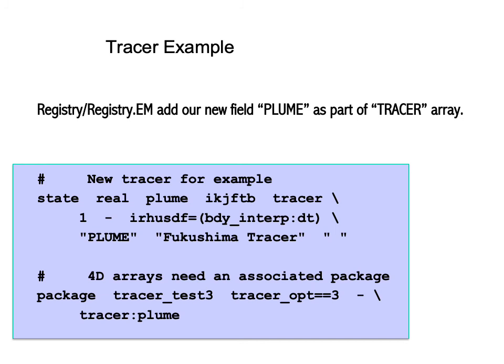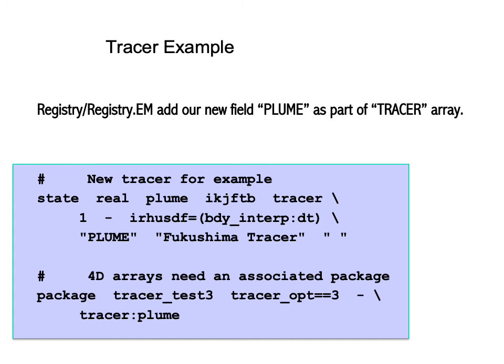Because this is a 4D array, no 4D arrays or components of any 4D array are ever allocated unless specifically requested in a package. So we make a package, we call it tracer test number 3, because we're going to use tracer option number 3. And then the variable that is going to be allocated if we ask for tracer option number 3 is going to be from the 4D array tracer. The component is going to be plume.